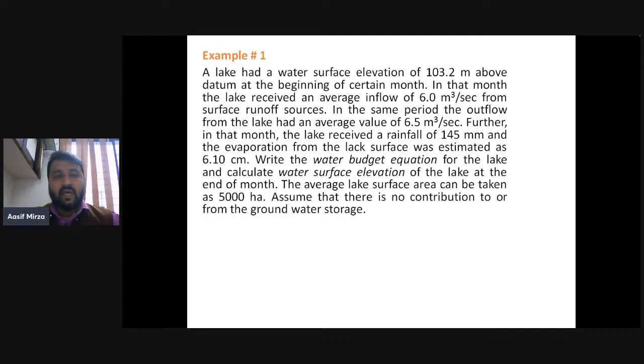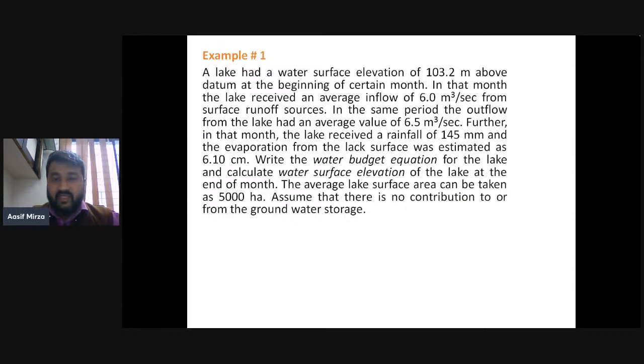The question is: a lake had a water surface elevation of 103.2 meters above the datum at the beginning of a certain month. In that month, the lake received an average inflow of 6 meter cube per second from surface runoff sources. In the same period, the outflow from the lake had an average value of 6.5 meter cube per second. Further, in that month, the lake received a rainfall of 145 mm and the evaporation from the lake surface was estimated as 6.10 centimeters.